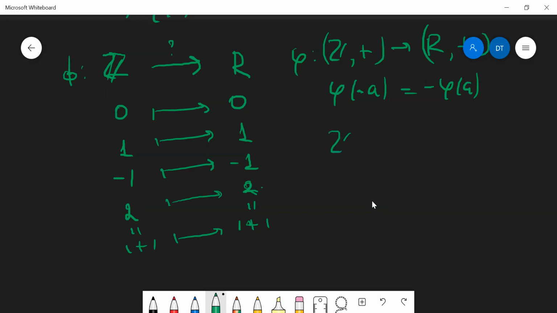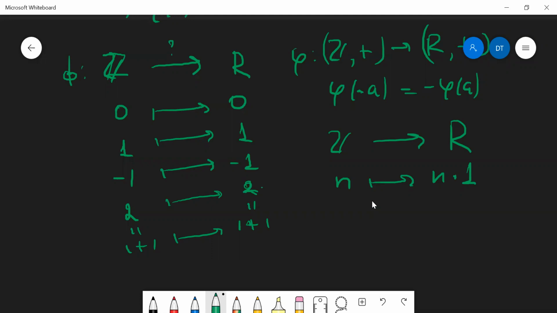And this map works like this: you take integer n, and it goes to n times 1, where 1 is the identity element of the ring R. So this is the only homomorphism from the ring Z to any other ring. There are no other homomorphisms. Was it clear?